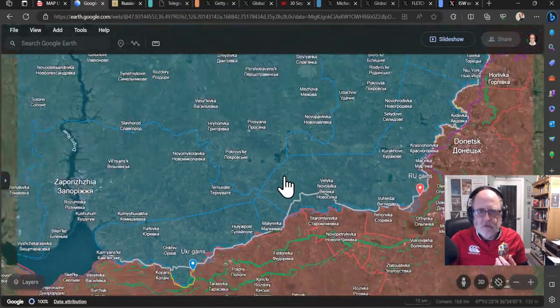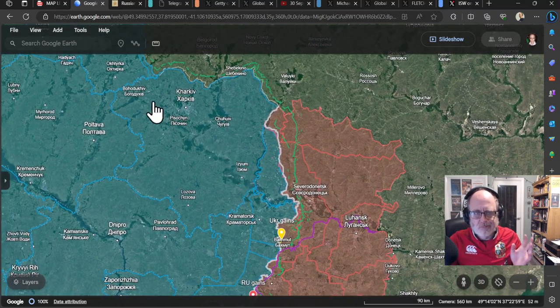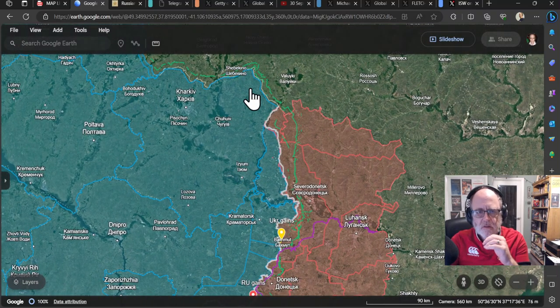Right, sorry, it's a lot of me sort of banging on about generalities there. Let's go to the northeast axis from Kupiansk to Svatova to Crimea here.